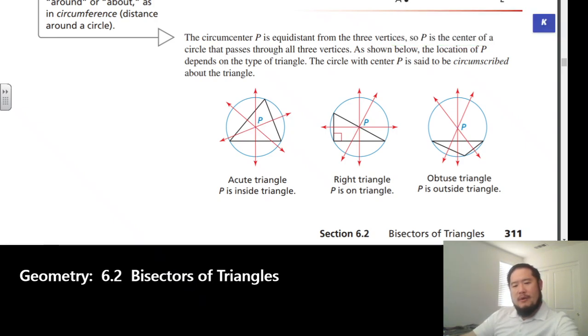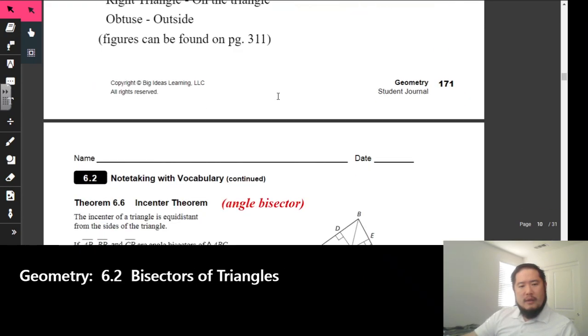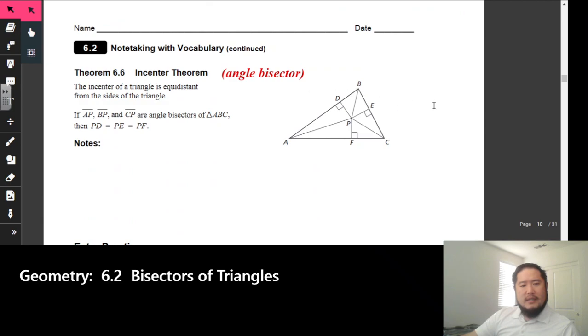So make sure you remember, acute inside, right triangle on, and obtuse will be on the outer part. Once again, you can find that on page 319. All right, let's take a look next at theorem 6.6. We have the incenter theorem. And this term right here, if you can remember, incenter, it will be the angle bisectors.